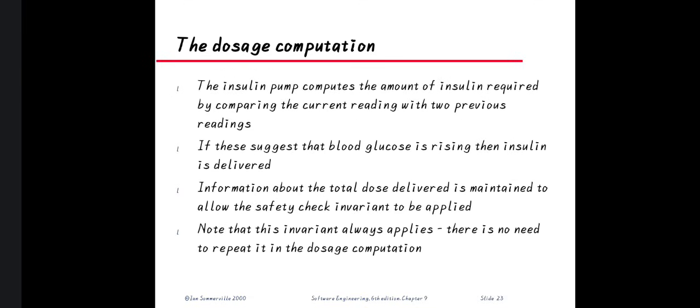The dosage computation. The insulin pump computes the amount of insulin required by comparing the current reading with the two previous readings. If these suggest that blood glucose is rising, then insulin is delivered. Information about the total dose delivered is maintained to allow the safety check invariant to be applied. Note that this invariant always applies. There is no need to repeat it in the dosage computation.